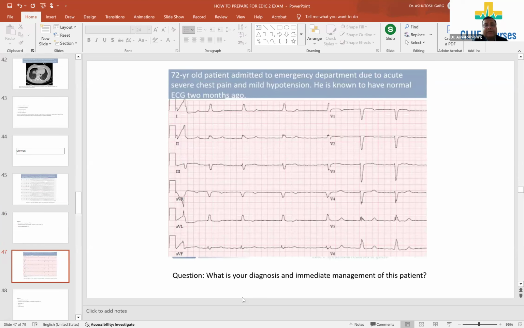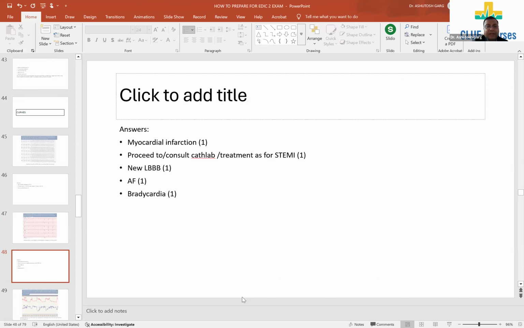Patient comes to you, 72-year-old male, admitted to the emergency department due to acute severe chest pain and mild hypotension. So what is your diagnosis? So this is myocardial infarction. Proceed to cath lab for the STEMI, new LBB or AF or bradycardia.